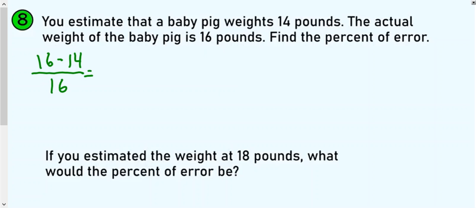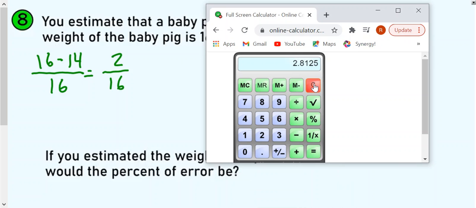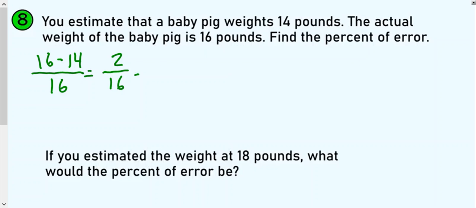So now if we subtract, 16 minus 14 is 2, divided by 16. 2 divided by 16, and we get 0.125, and if we multiply that by 100 for our percent, we get 12.5%, equals a 12.5% error. Alright, so that would be our percent of error there.